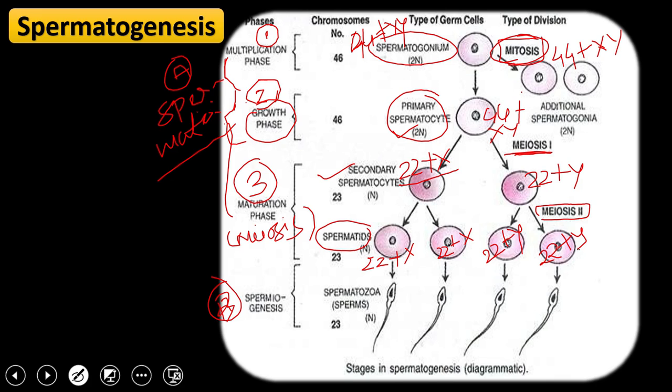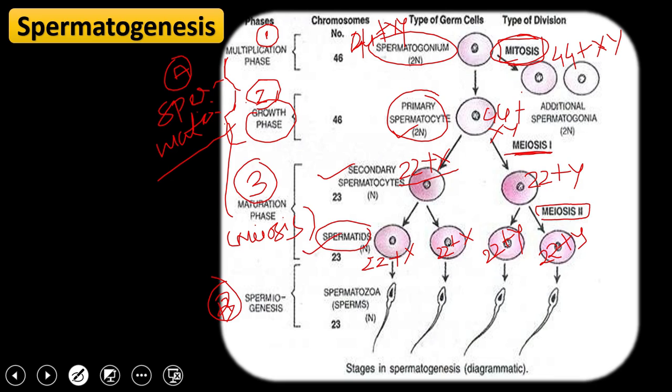So four spermatids are formed from the one primary spermatocyte, or from two secondary spermatocytes. We can say that at the end of the meiosis process, four spermatids are formed from one primary spermatocyte. So this is the first stage of spermatogenesis, formation of spermatids, again in three phases: multiplication, growth and maturation phase.